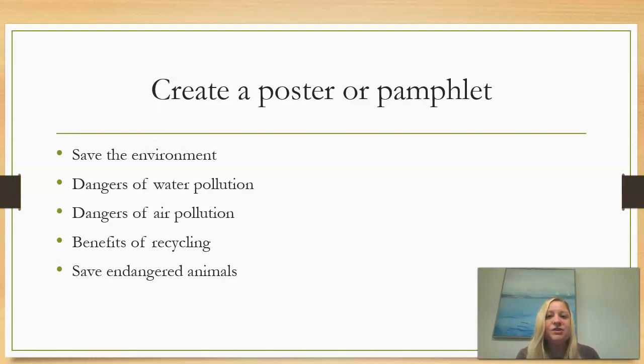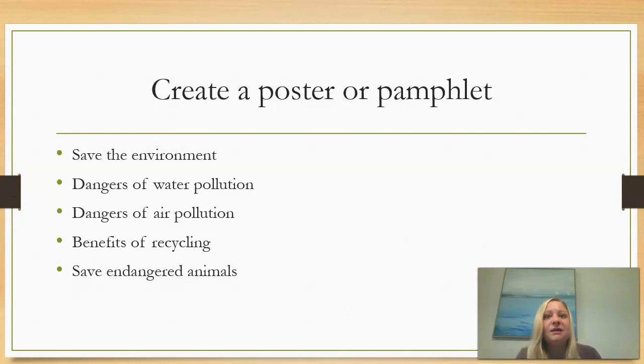You can make a poster that shows how to recycle, what it means to reduce and reuse, and go ahead and make it really colorful and fun so that you can share the information and hopefully teach somebody else about what you've learned. Oh, and also saving endangered animals.